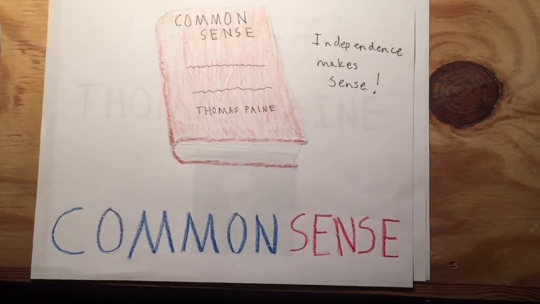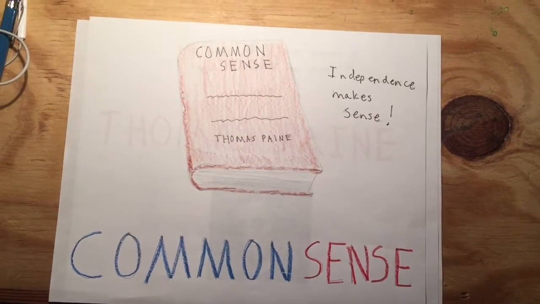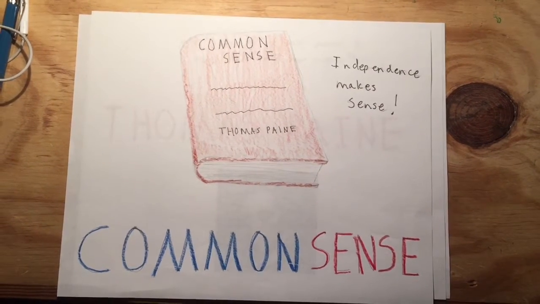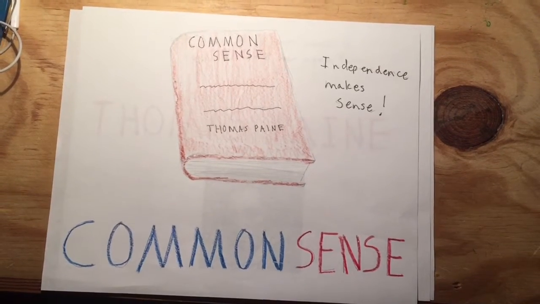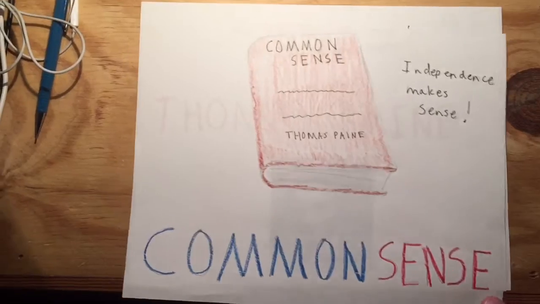Common Sense was written by Thomas Paine and published in 1776. It was the first writing to advocate for American independence, and it was written to show that all it takes to understand politics is common sense. It won many colonists to American independence.